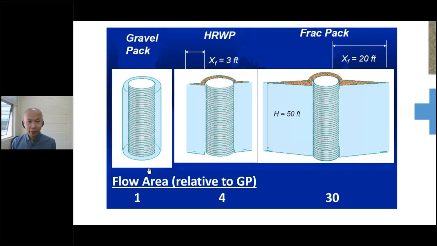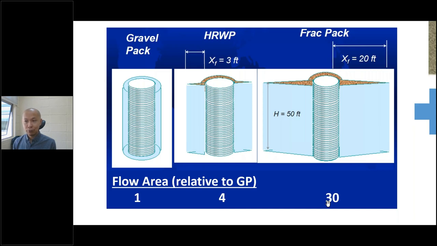This is the flow area comparison between a gravel pack, which we covered just now, and a high rate water pack, which we don't have time to cover, but it is somewhere in between gravel pack and frac pack, with a very short frac length. But with frac pack, we intend to frac the formation. Look at the flow area comparison: if gravel pack is one, with high rate water pack you can get 4 times the flow area, and with frac pack you can get 30 or more times the flow area compared to gravel pack.